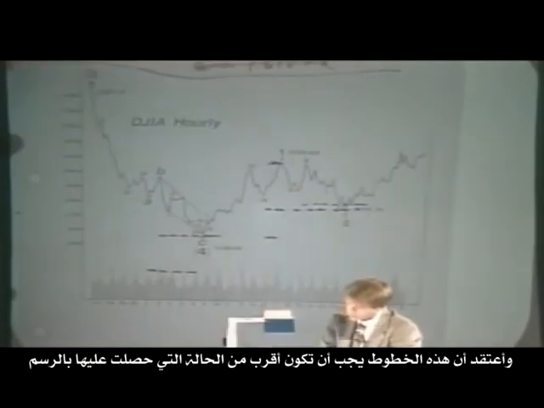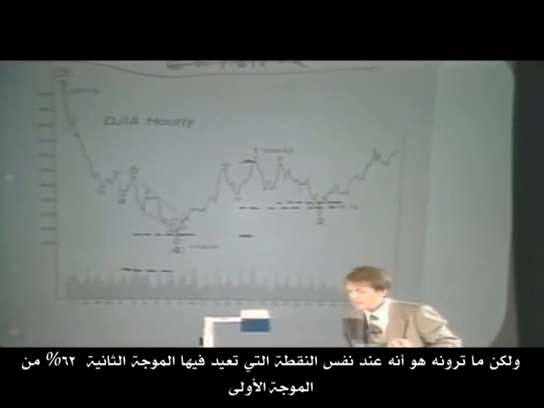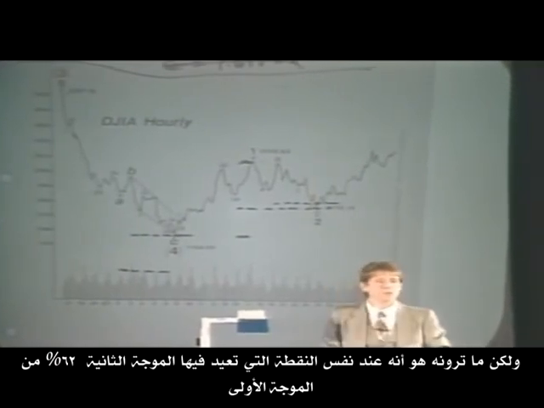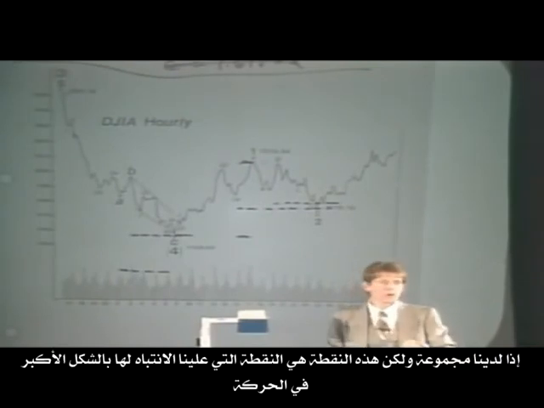And I think those lines are actually a little bit closer than I've got them drawn, but what you see is that at the same point at which wave 2 retraces 62% of wave 1, within wave 2, wave C is 1.618 times A. You've got a cluster. That's the point at which you want to pay more attention to the action if prices get down there.